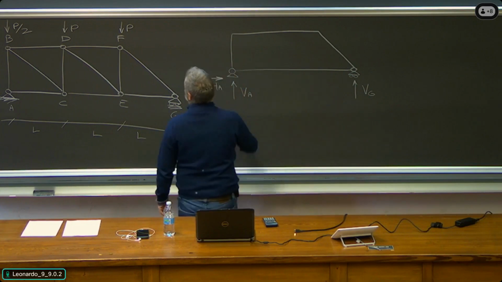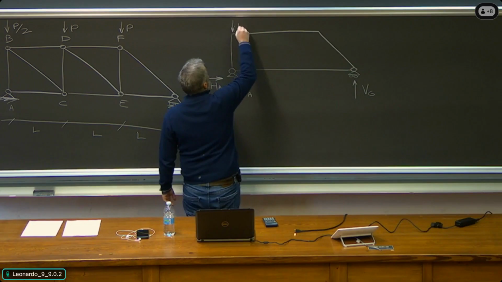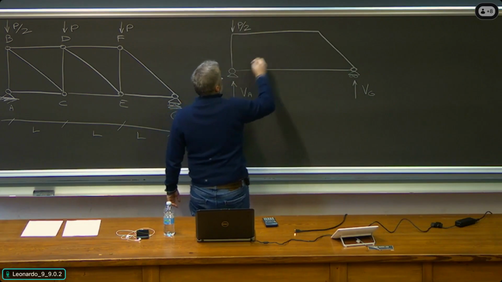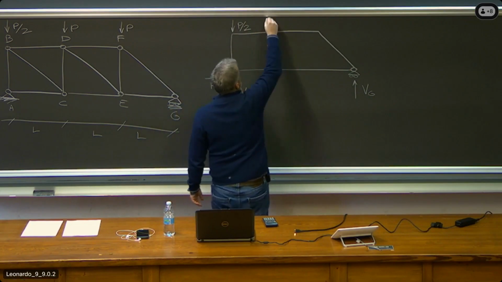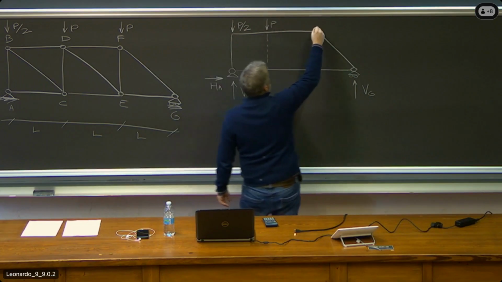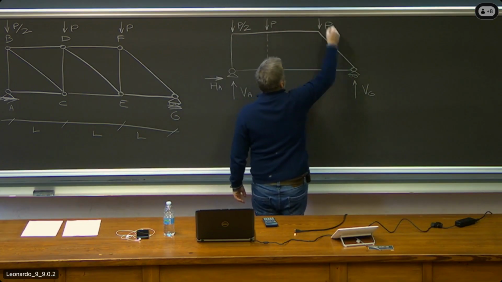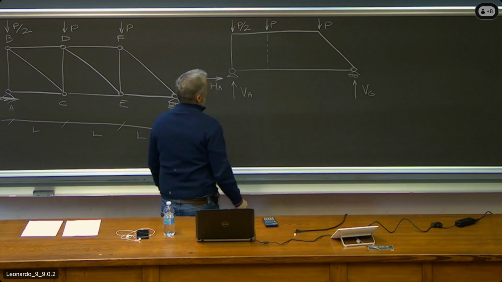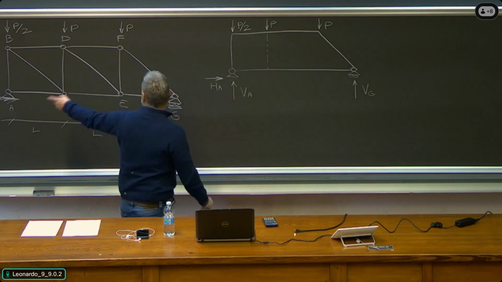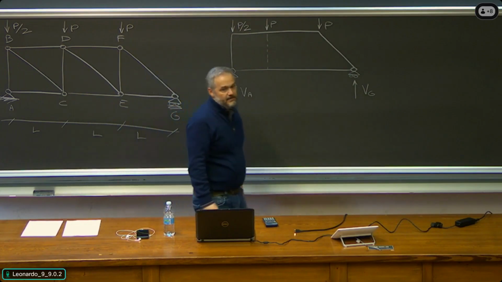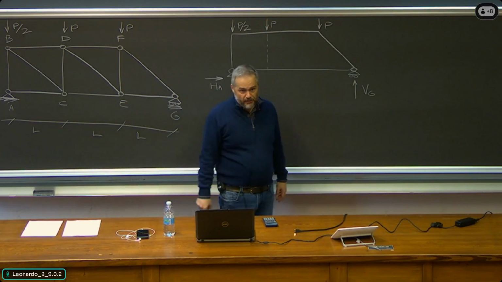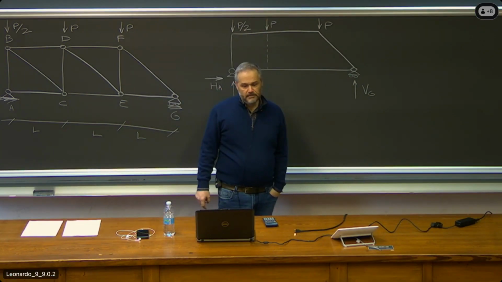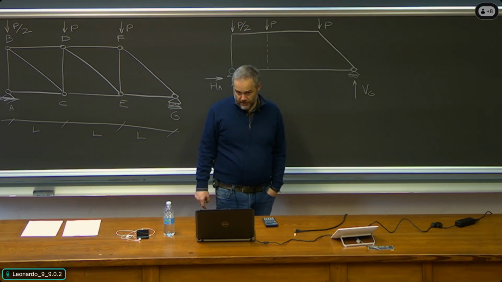Then you have to place the loads. P divided by 2, P and P. These are the 3 forces. The dimensions are given here. Basically, our trusswork consists of square modules, where the dimension of each module is L.